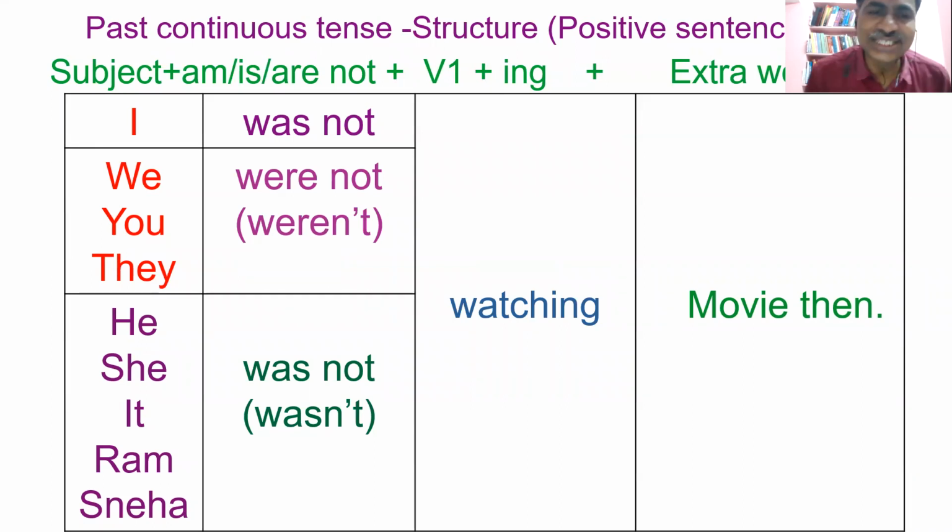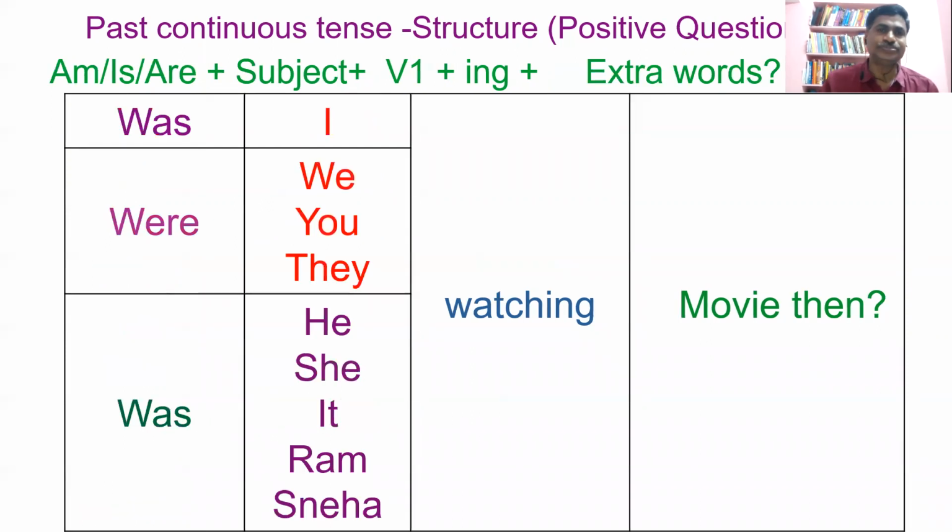So at the beginning, say was not, and afterwards you can use wasn't. She wasn't playing cricket. She wasn't reading a book. She wasn't cooking food. So this is the negative sentence structure for past continuous tense. Now let us see the question.